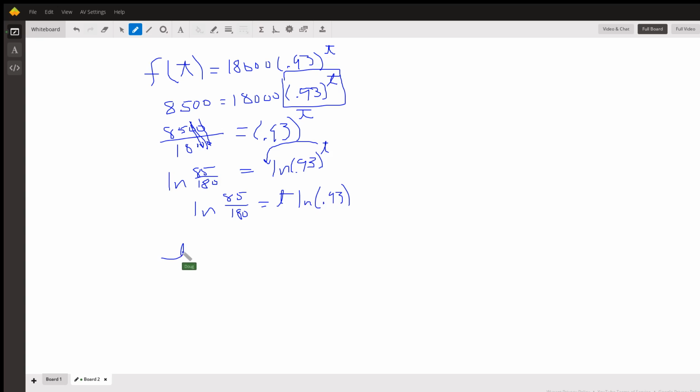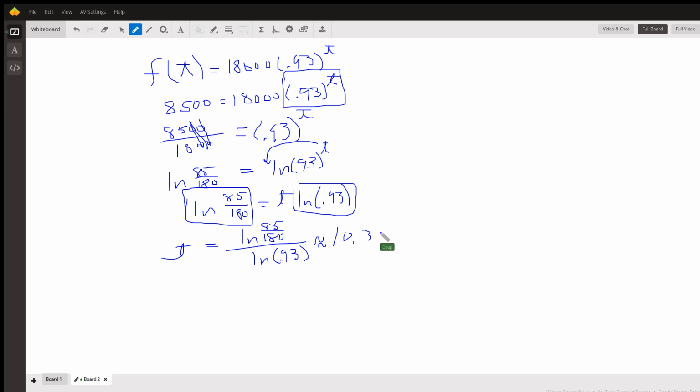So finally, t equals whatever this number is divided by whatever this number is. And so we've got the natural log of 85 over 180 divided by the natural log of 0.93. And I think if you do that on a calculator, you'll see you get something like 10.33. Of course, it goes on for a while, but to the nearest tenth, it's going to be 10.3.